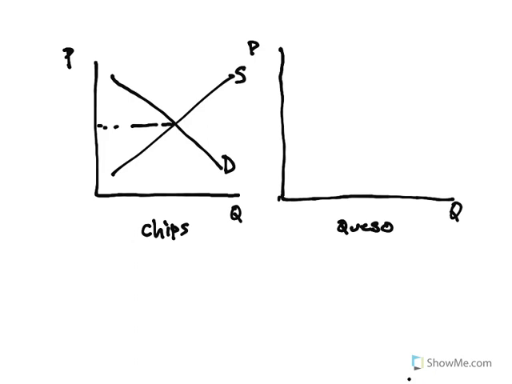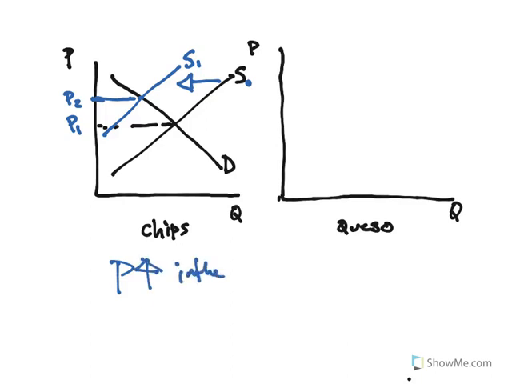So let's just say due to a shortage of corn, there was a decrease in the supply for corn, and as a result, price increased. So we don't need to worry about this side right now. All we need to know is that the price increased in the market for chips. Okay. What impact, if any, is that going to have in the market for queso?